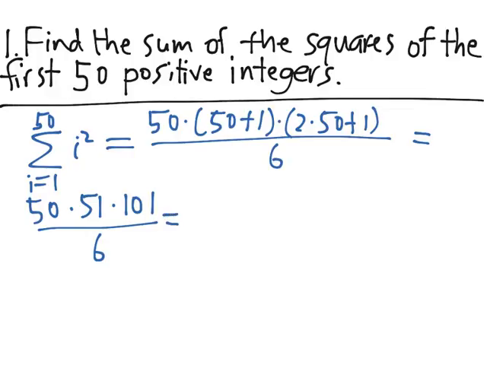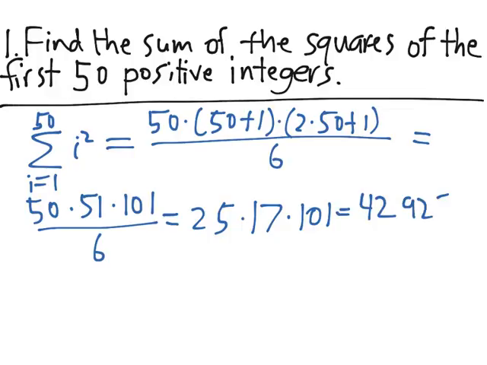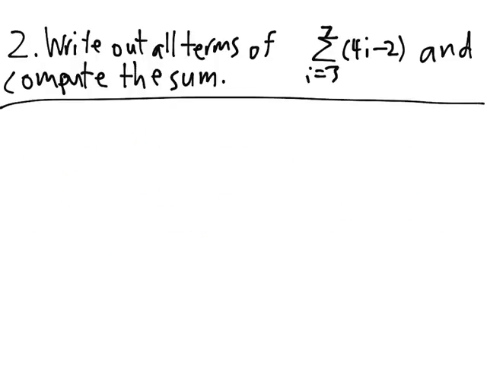If we factor the 2 out of the 50, we have 25, and if we factor the 3 out of the 51, we get 17 times 101, and that gets rid of the 6. And computing this will give us 42,925.